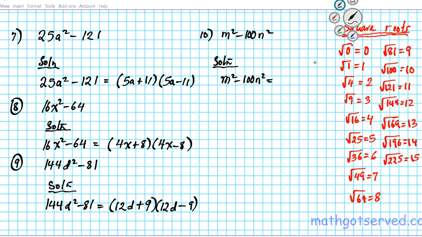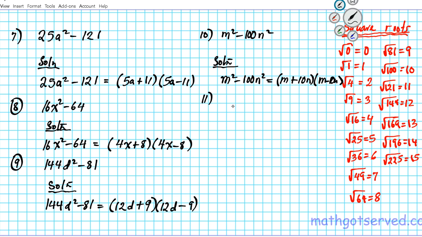So we're going to use the square root of the first and the second term. So the square root of m squared is m plus the square root of 100n squared. You do them one by one. The square root of 100 is 10. And the square root of n squared is n. Okay? Times m minus 10n. There you go. All right, number 11.